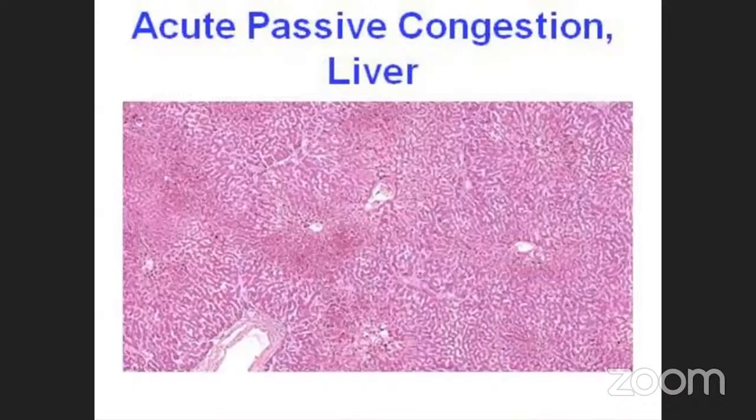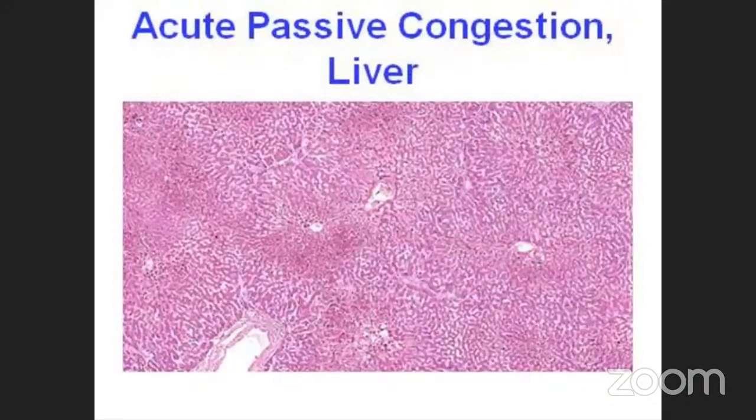So if you study the microscopy, this is a slice of liver. You can obviously identify the portal triad areas. These are portal triads, and this is the central vein. Blood is going from the periphery toward the center. In right-sided heart failure, this drainage is blocked.